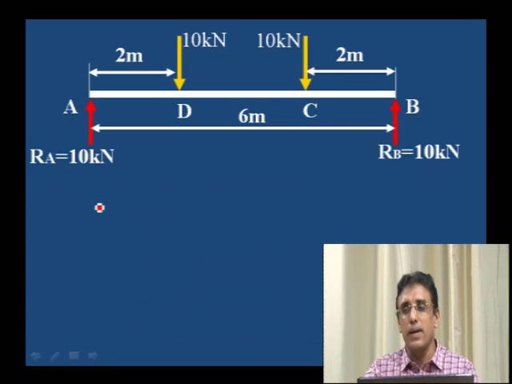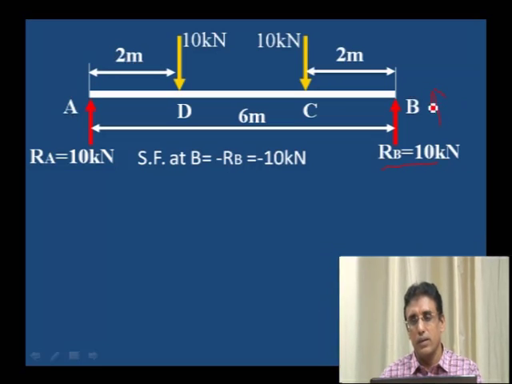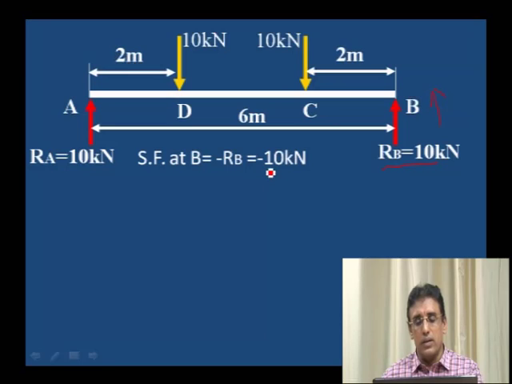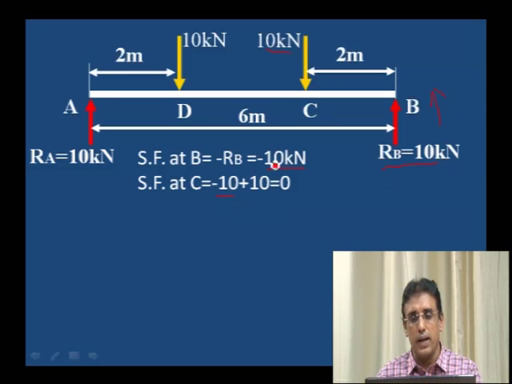Now let us draw the shear force and bending moment diagram. Shear force at B point is 10 kilonewton in the vertically upward direction, so it is minus 10. Why is it minus 10? Because it is the upward direction. Then shear force at C point: the previous value of minus 10 kilonewton, plus one more point load of 10 added, minus 10 plus 10, since downward is plus and upward is minus. Therefore, shear force at C becomes 0.